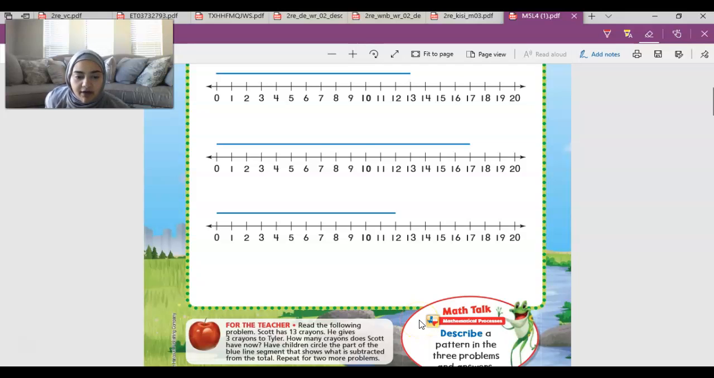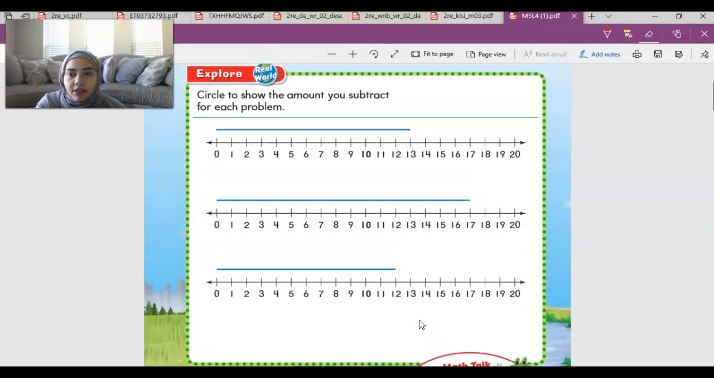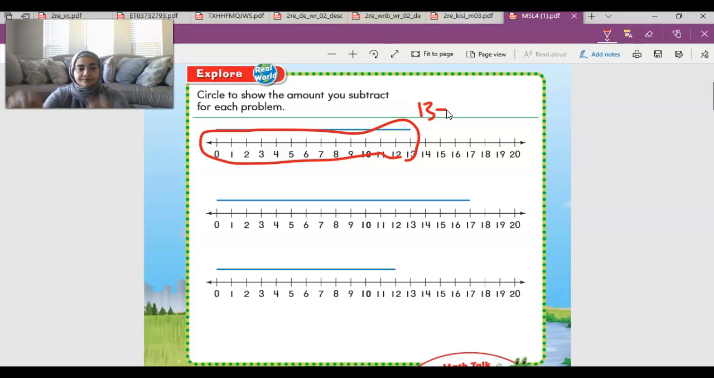So we're going to circle the part of the blue line segment that shows what is subtracted from the total. Okay, so here, how many is there? What is the blue line stop at? It stops at 13. So the first number would be 13, right? 13. And then when you give somebody something, you're taking away. So some went away means subtract. You're subtracting. How many are we subtracting? Well, let's see how many to get to 10. 13 take away what is 10? 1, 2, 3. 13 take away 3 is 10.